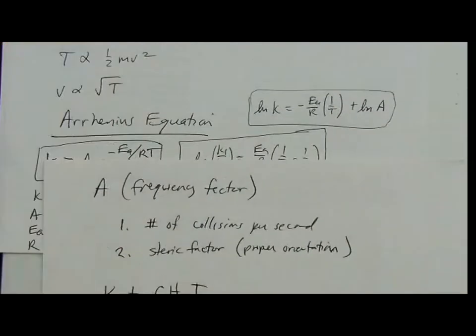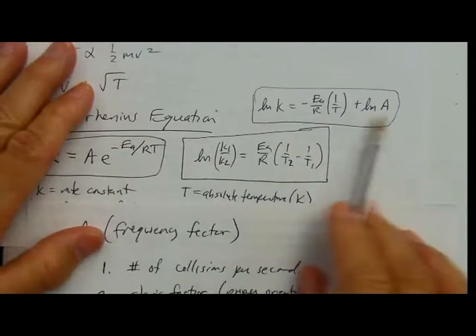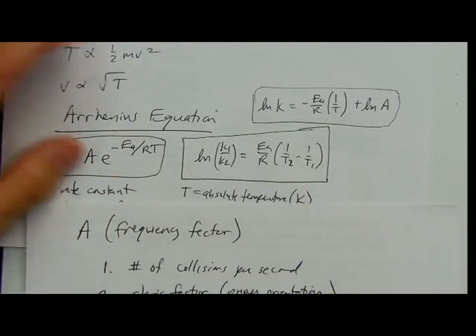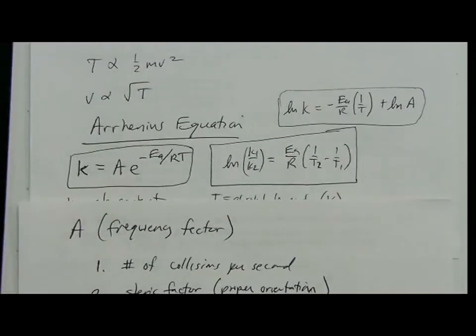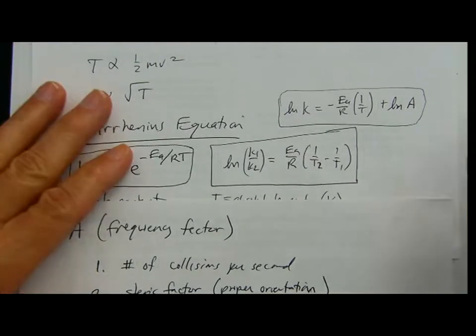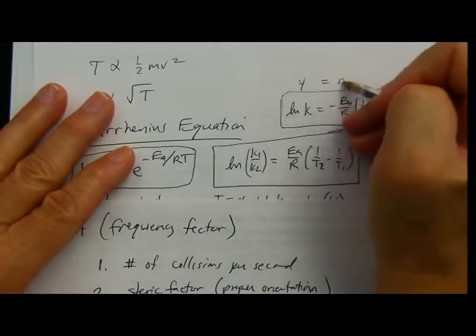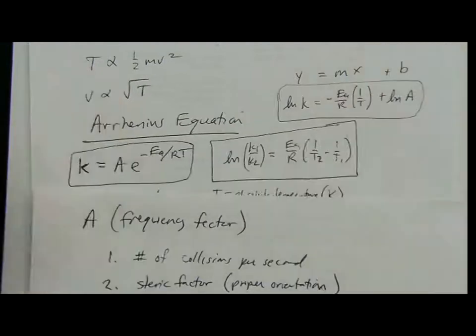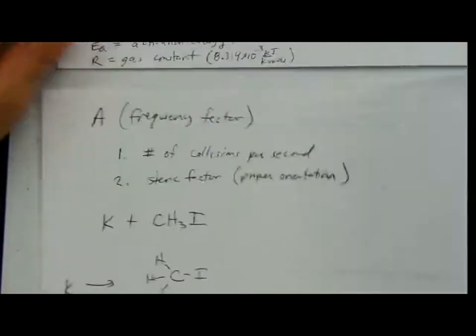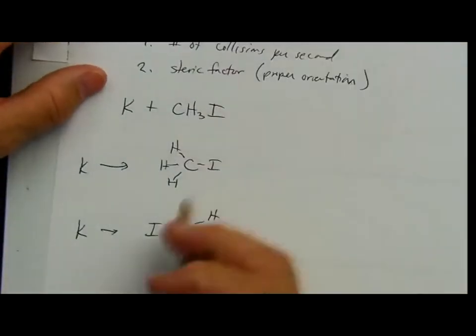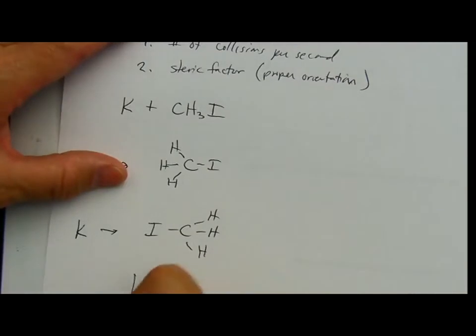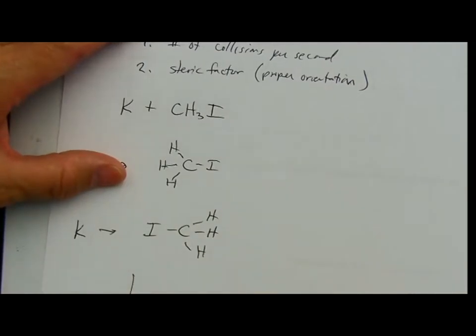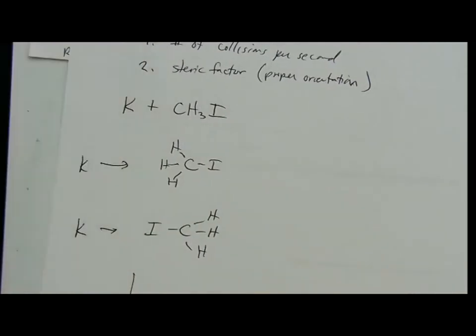This equation right here, what kind of relationship does that look like? Anybody look at that and say, oh, that is a blank relationship? Y equals mx plus b. All right, so what that means is that if you make a plot of log k versus 1 over t, you will get a straight line.